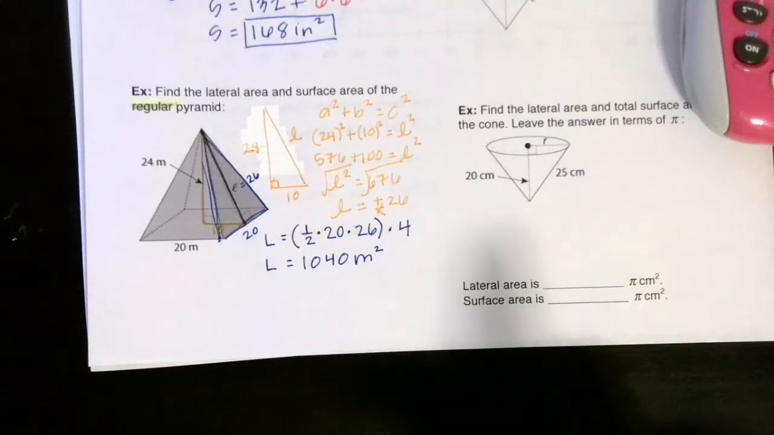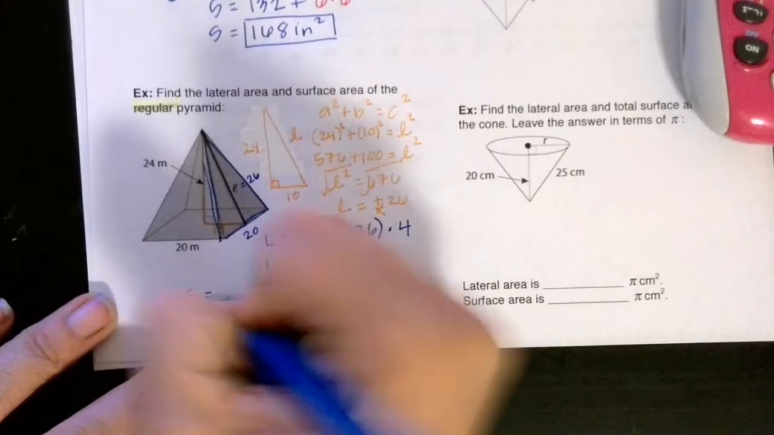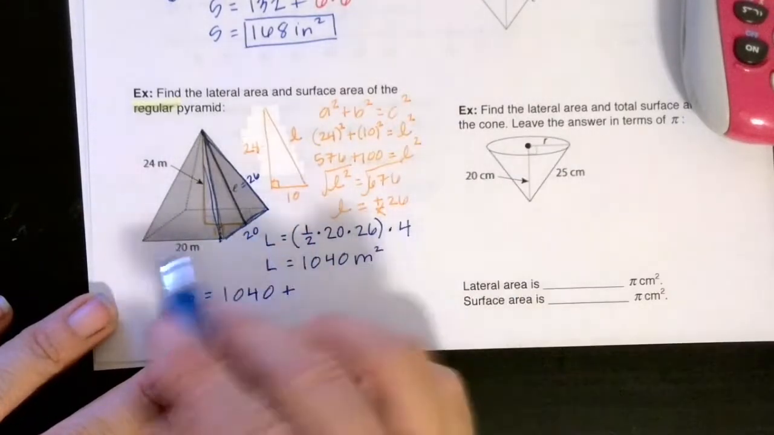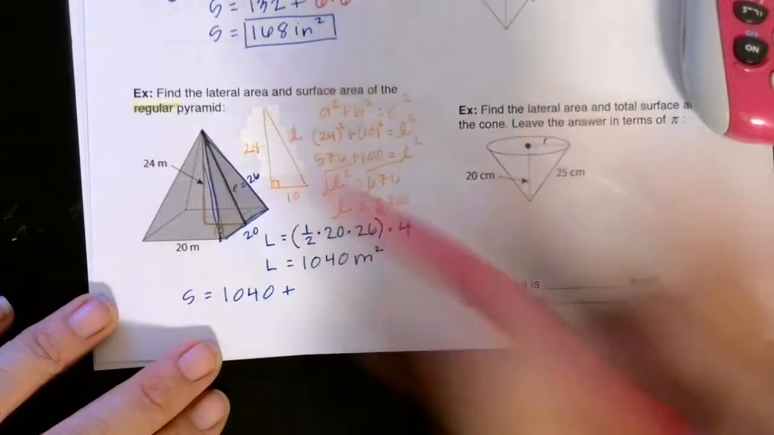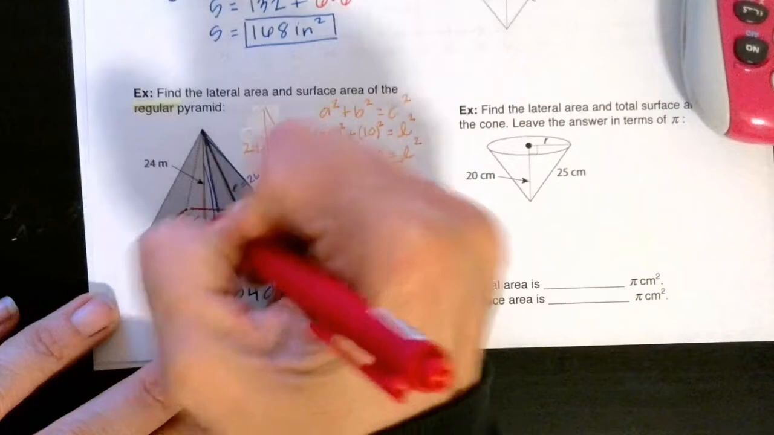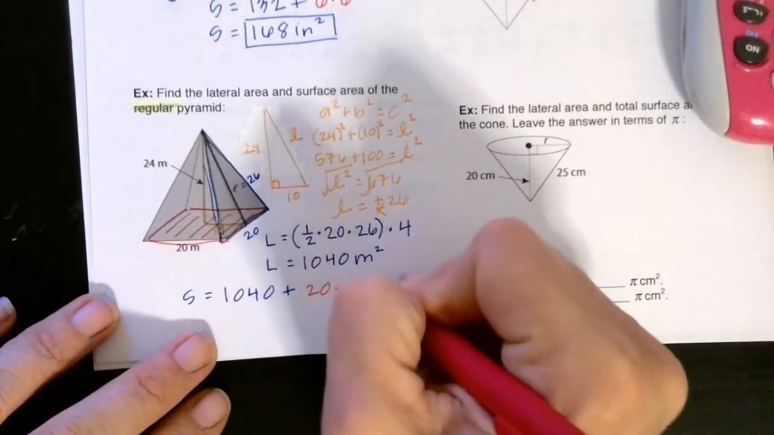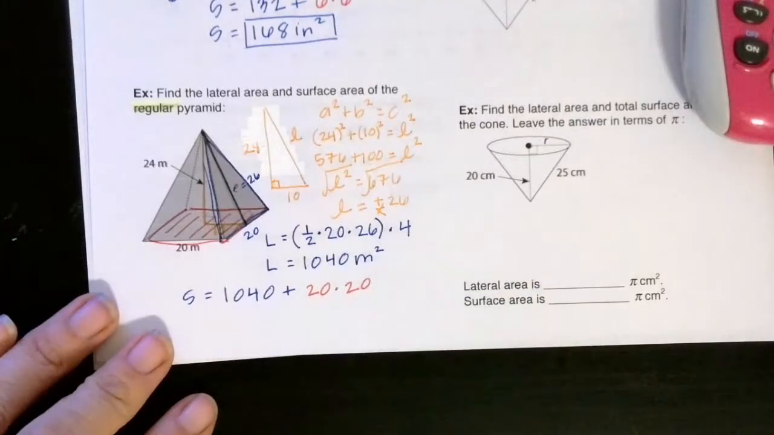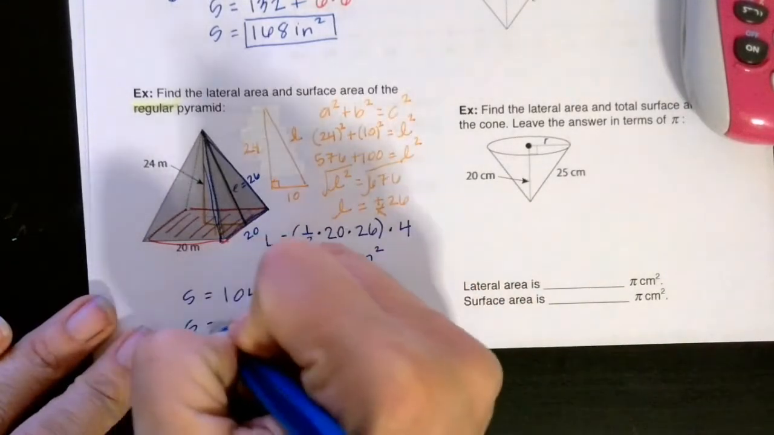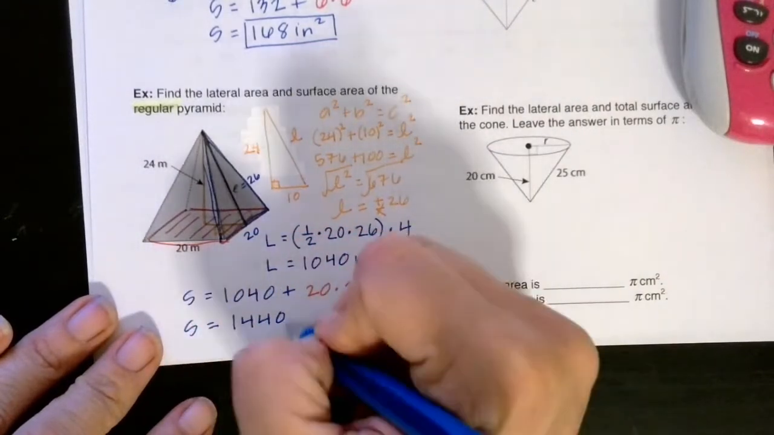Now to find the surface area, we're just going to take the lateral area and add in the area of the base. And that area is just going to be 20 times 20. So when I do that in my calculator, I end up getting that the surface area is 1440 meters squared.